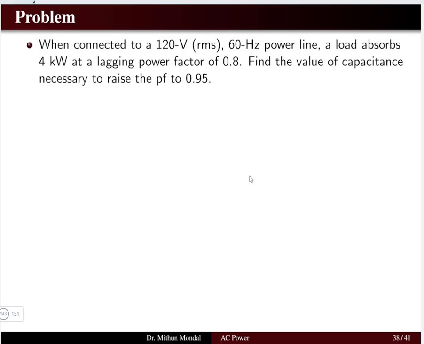We'll solve one problem to understand that. Now, there is a load which is connected across a 120 volt RMS supply voltage. The frequency of the line is 60 Hz. The load is absorbing a power of 4 kilowatt. See the unit, it is in kilowatt, so this is the real power P. The lagging power factor is given as 0.8. So the power factor is lagging in nature. Find the value of the capacitance necessary to raise the power factor to 0.95.